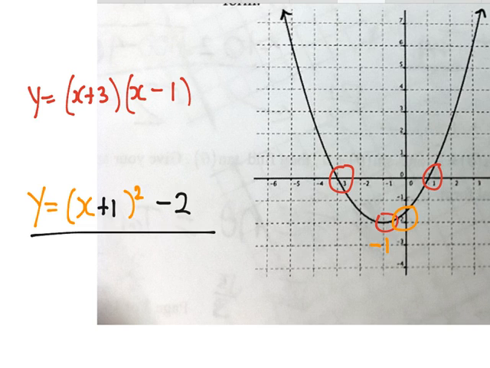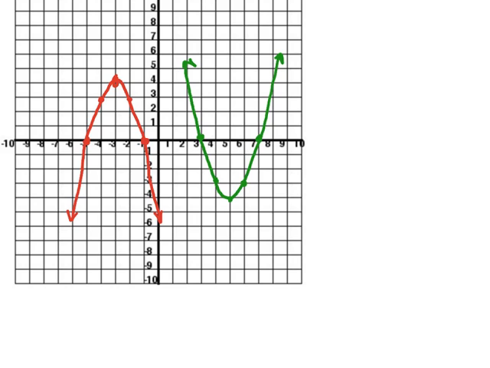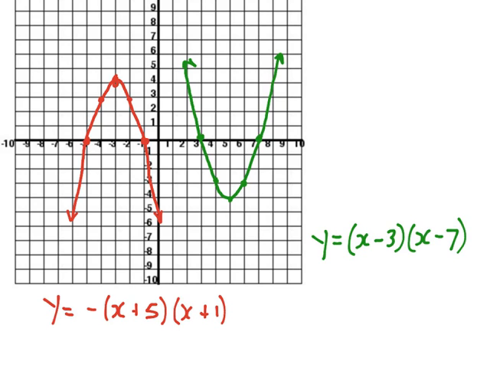Very good. Try and write these two equations. Have a go. Good. And here are a couple of things you can do with parabolas. And a couple of inverted parabolas.